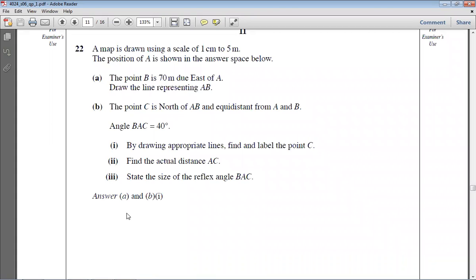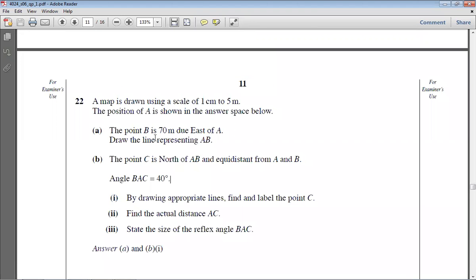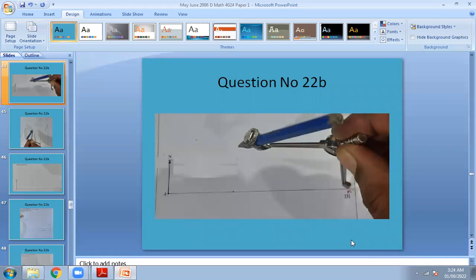Then he says the point C is north of AB and is equidistant from A and B. Equidistant from A and B means you have to draw the perpendicular bisector. And angle BAC is 40. The angle at B to A to C is 40. By drawing appropriate lines, find and label the point C. Then he says find the actual distance AC, and then he says state the size of the reflex angle ABC. So let me show you from my written solution.